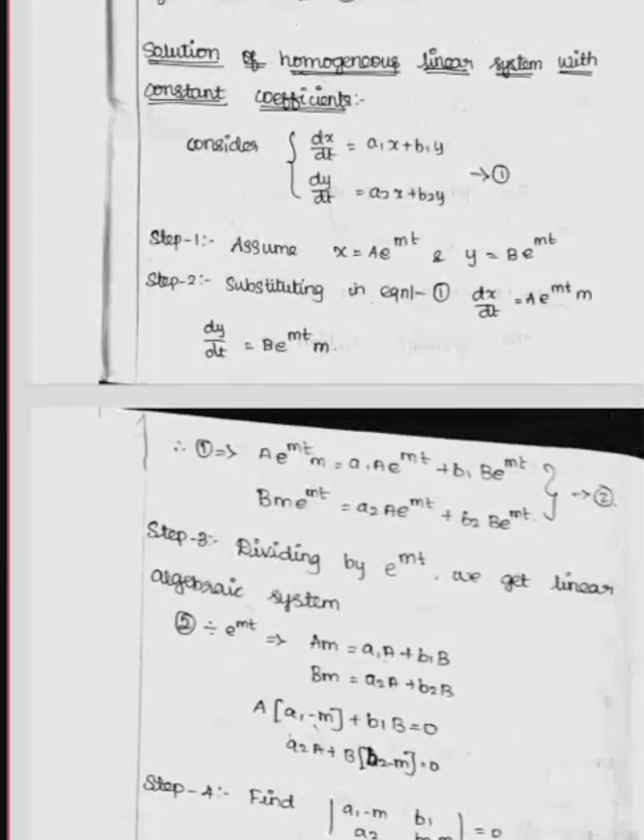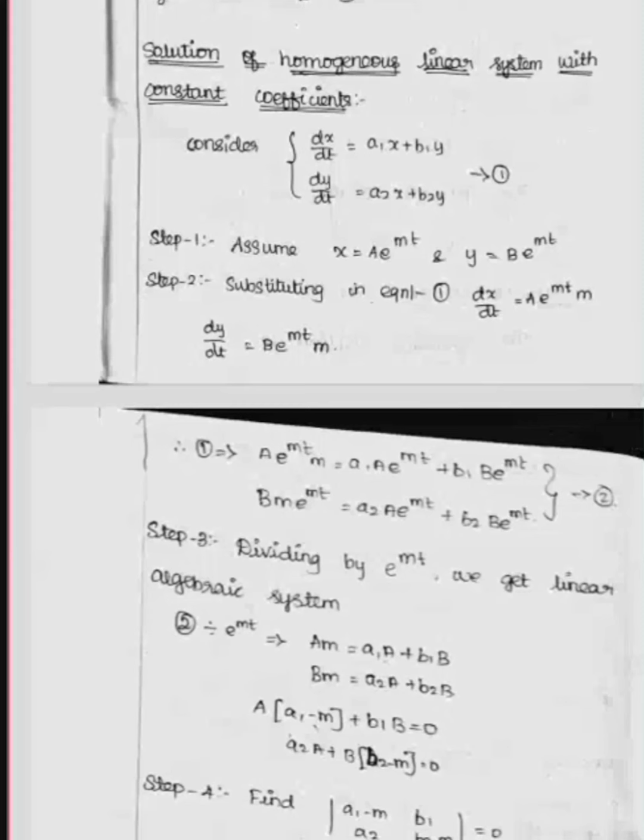Now go to step 3, dividing the entire equation by e power mt. Because you have to reduce the equation, you divide entirely by e power mt, which is common. So the equations convert into the form Am equals a1 A plus b1 B. Similarly, the second equation: Bm equals a2 A plus b2 B. Now you can reduce it to a linear algebraic form. Capital A is common here.